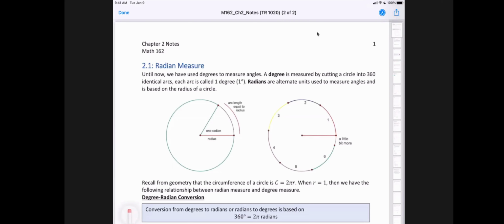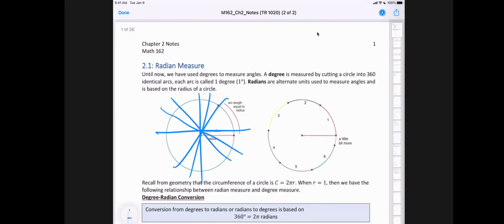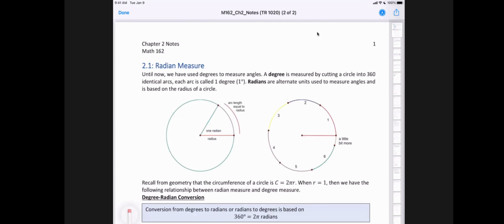And the way that a degree measure was formed is that they took a circle and cut the circle up into 360 identical pieces or arcs. Like this is an arc, right? So if you cut the circle into 360 even pieces, each of these arcs got 1 degree, and there's 360 of them. And that's how one loop around the circle is 360 degrees.